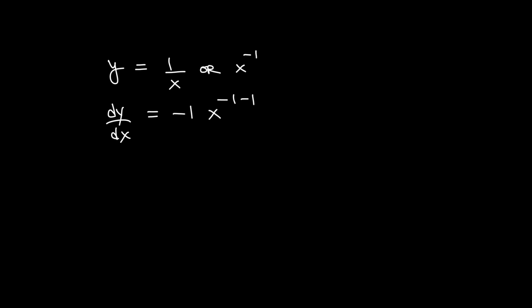Many more examples to be done. Something like y is equal to 1 over x, or x raised to the power of minus 1. Dy by dx, minus 1 comes down, x remains as it is, power reduces by 1. That is minus 1 x to the power minus 2, that is minus 1 over x square.